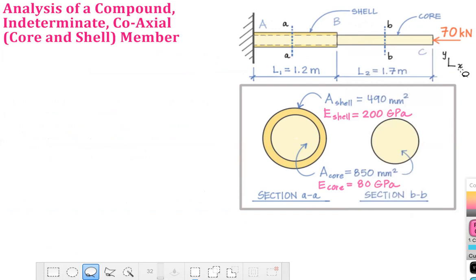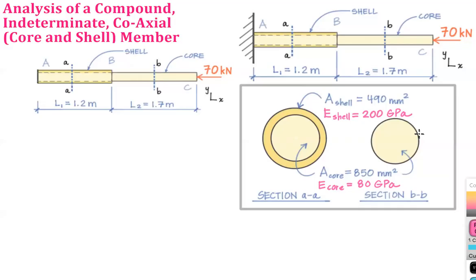Okay, what is our approach here? Well, our approach for just about any problem starts the same. We want to do a free body diagram of our structure. I'm going to free the body from the support at A, and paste that free body over to the left. Now, after I free the body from the support, I can show two unknowns.